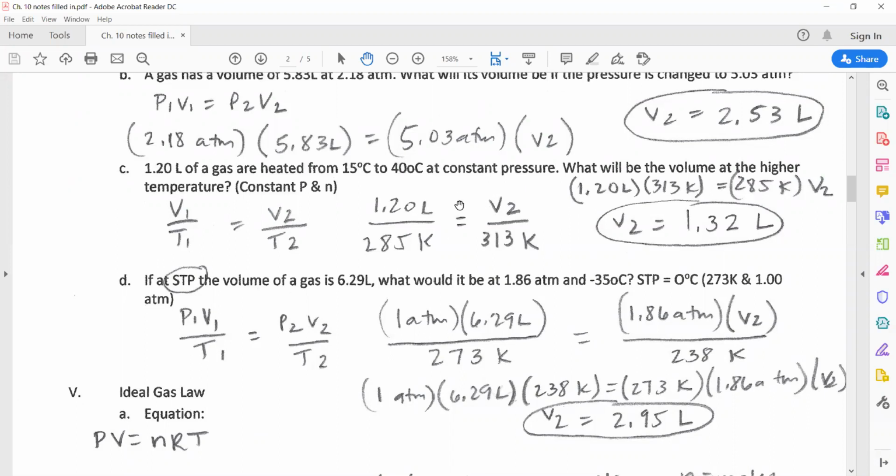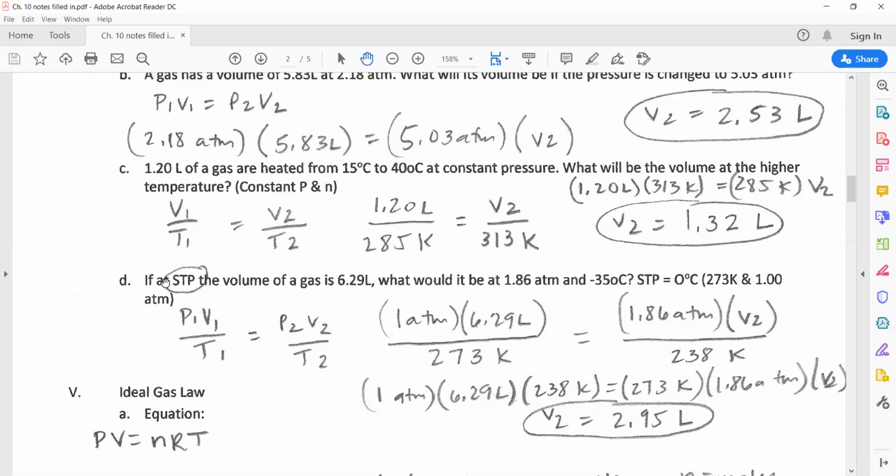I recommend cross multiplying, which is what I've shown up here. You can do this algebraically however you want, but be sure that we're getting the same answer. So I would take 1.20 liters times 313 Kelvin and put that on one side, like I've done, and then cross multiply the other way. So 285 times V2 on the other side, and then it becomes easier to find volume. So we divide by 285 and divide by 285, and my new volume is 1.32 liters.